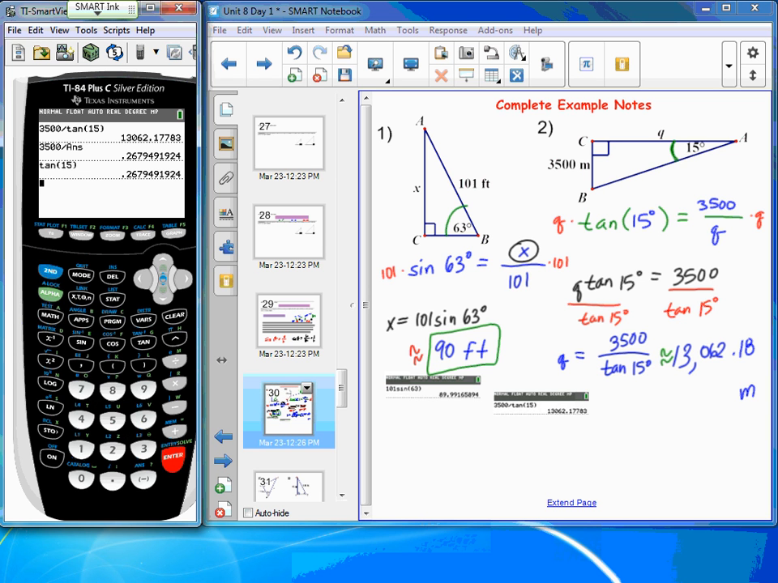Another way to do it would be to figure out that third side. How could I figure out the third side? I could do Pythagorean theorem. Pythagorean theorem is a squared plus b squared equals c squared. So that third side length would be given by the square root of 13,062.17783 squared plus 3,500 squared. Enter.